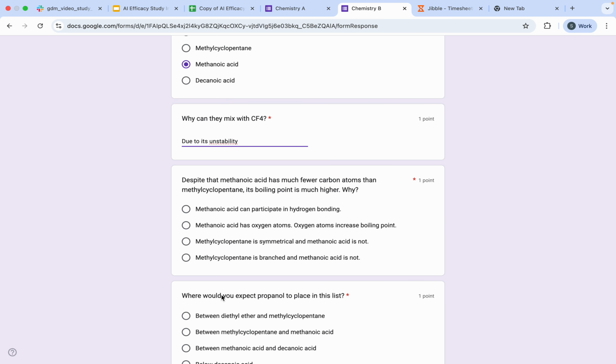Despite that methanoic acid has much fewer carbon atoms than methyl cyclopentane, its boiling point is much higher. Why? Methanoic acid can participate in hydrogen bonding. Methanoic acid has an oxygen atom. Oxygen atom increases boiling point. Methyl cyclopentane is symmetrical and methanoic acid is not. Methyl cyclopentane is branched and methanoic acid is not.